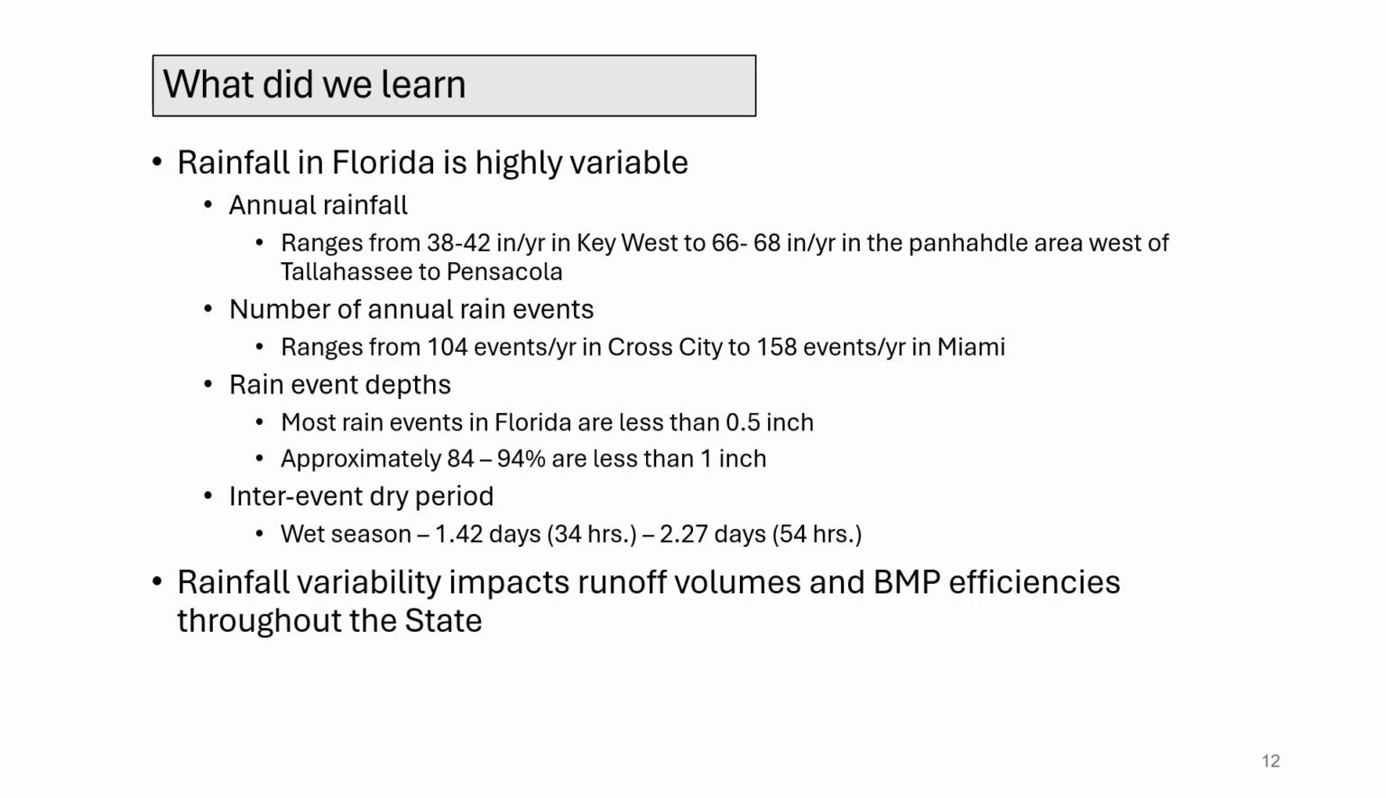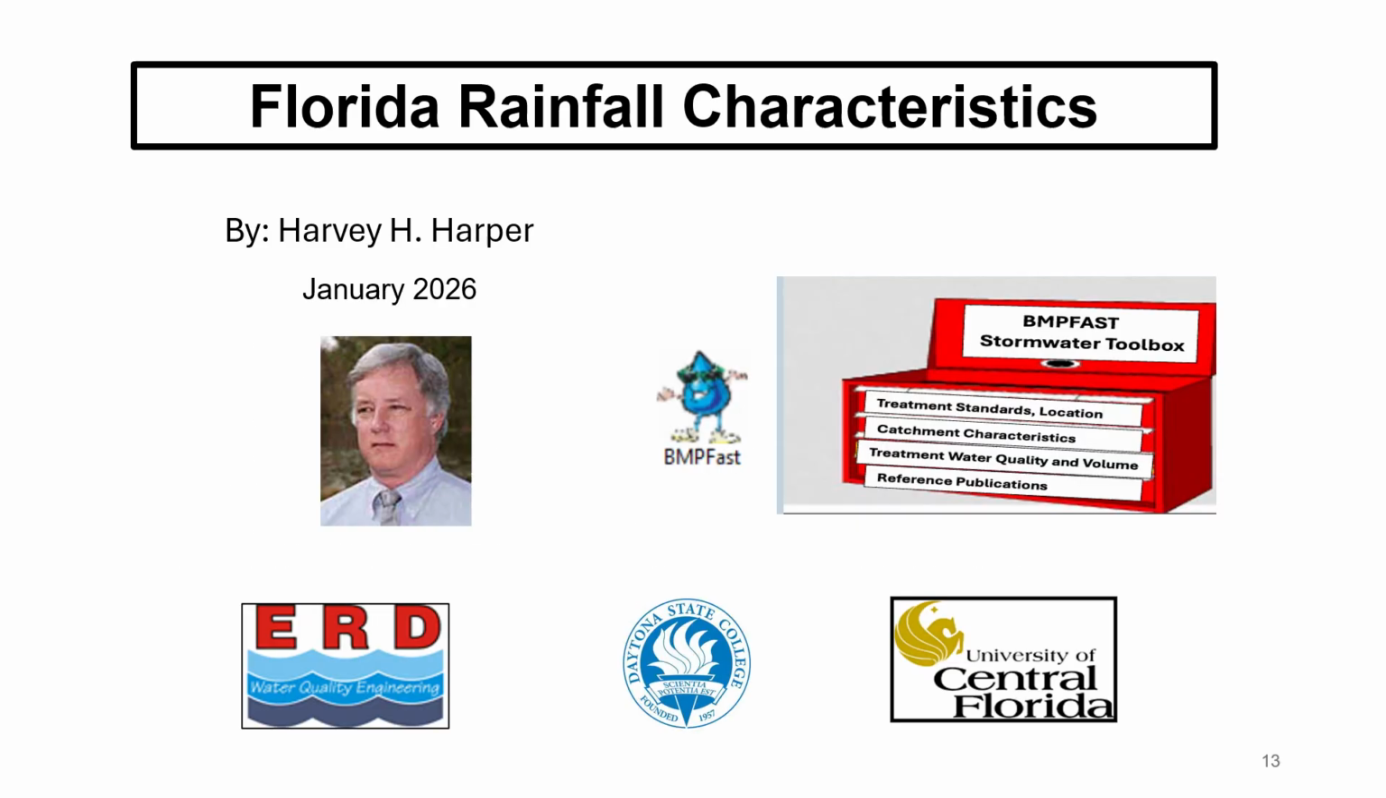There's also variability in the inter-event dry periods, particularly during the wet season. These dry periods can range from about 1.42 days, or 34 hours, to 2.27 days, which is about 54 hours. All this natural variability in rainfall, whether it's volume, frequency, or dry periods, directly impacts runoff volumes and consequently the effectiveness and performance of best management practices, or BMPs, throughout the state, as their design often relies on specific treatment times for runoff.